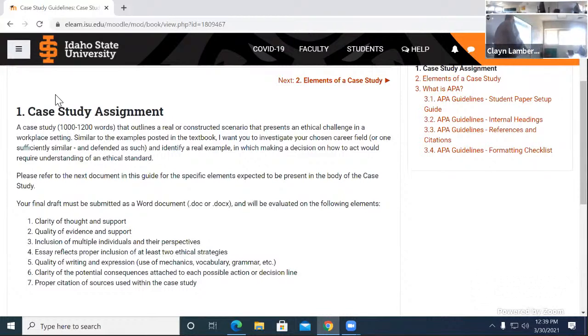Okay? The essay includes proper inclusion of at least 2 ethical strategies. Quality of writing, clarity of the potential consequences, and finally, proper citation of sources. Does anybody have any questions so far? All of this is posted in Moodle already at the very top of the page under the case study guidelines.